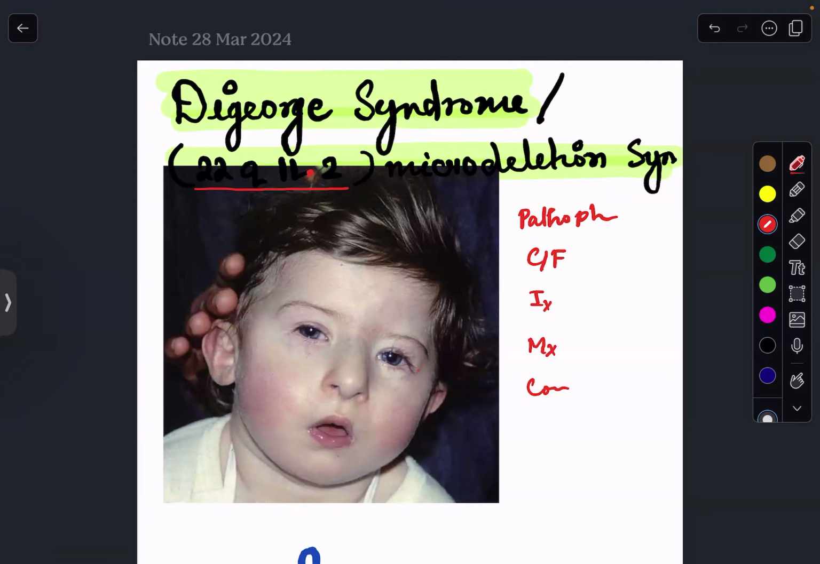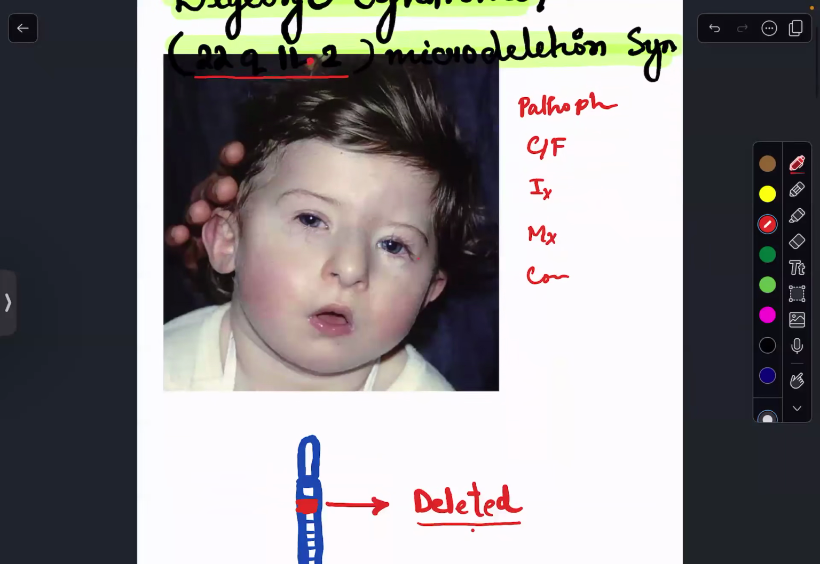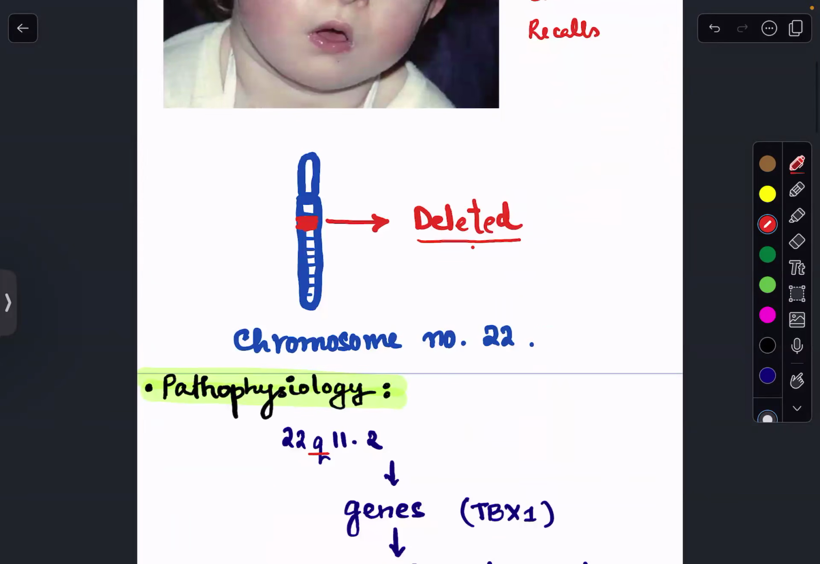And if you're someone who likes building the basics, then this is your way. Along with that, you may add recalls. That is, although time consuming, very beneficial in the long term. So just like how I have arranged this particular PDF. So see here, they said 22q11.2 microdeletion syndrome.